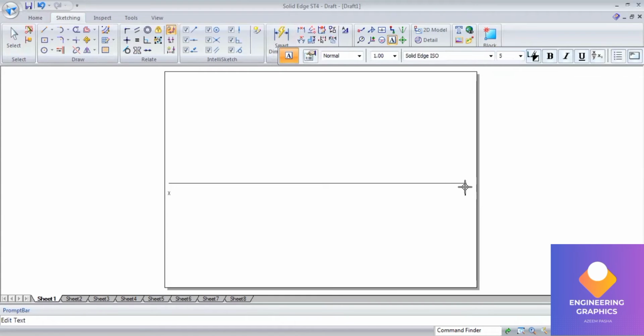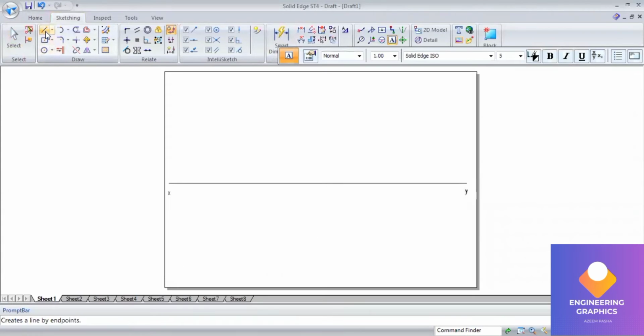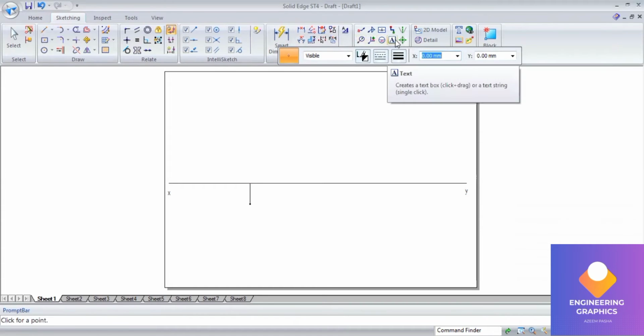So first I have drawn an xy line. Here they have mentioned a point 20 mm below the reference xy line is the top view of 3 points, that is PQR. So below the xy line I will be drawing a 0.13 mm thin projection line for a dimension of 20. Now exactly at this end point I am going to place the point with the thickness of 2 mm.